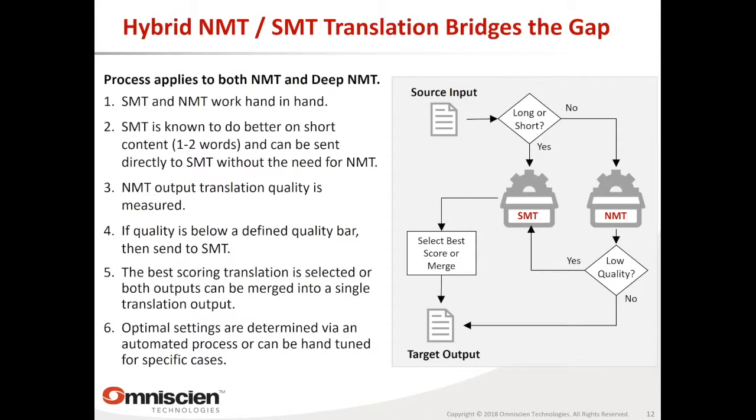So we came up with a solution for this, which is our hybrid NMT, where it looks first at a set of rules that say how long is the text. If it's short, go straight to SMT. If it's long, then translate with neural and look at a quality threshold. If the quality is below a certain bar, then try SMT, compare the scores, and merge that content into a final high quality output, the highest possible. And that's been working very well for a number of our customers.